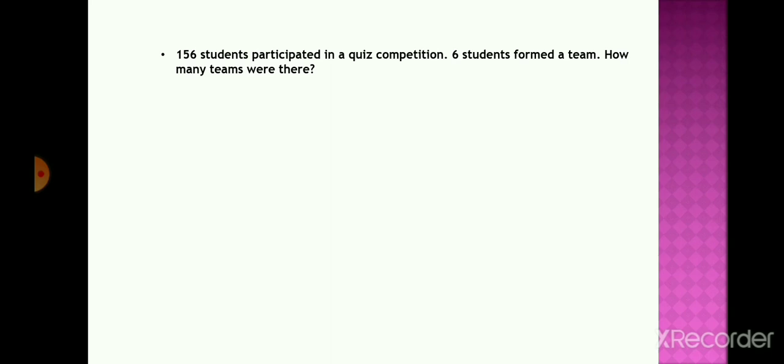Here, how many students participated in the quiz competition? 156. How many students are there in each team? There are 6 students, right? We need to find out how many teams participated in the quiz, right? So, to find out the number of teams, we have to do division, okay? So, operation is divide.